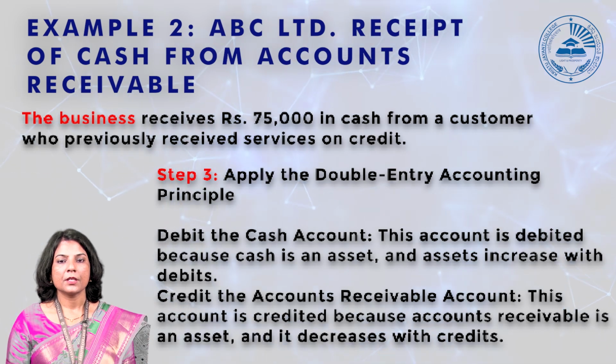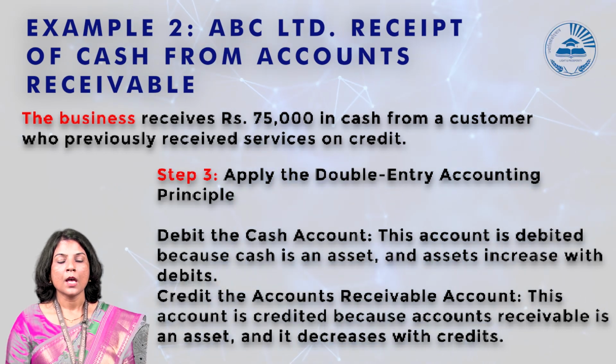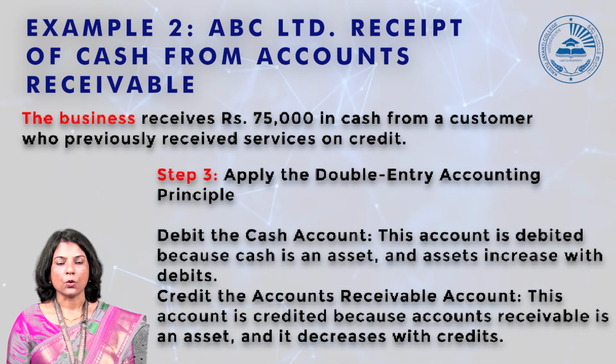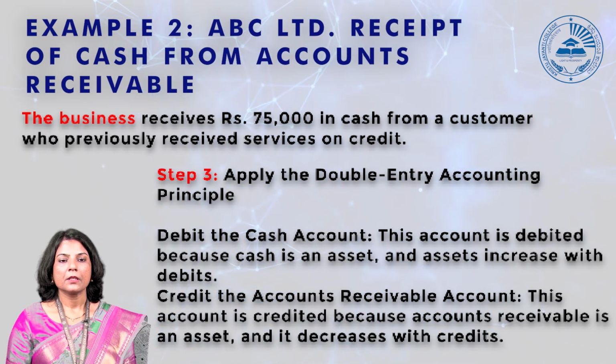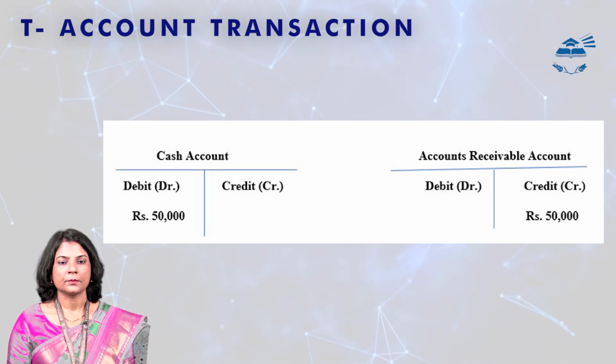So this is the entry passed, and this is the example. You look into the PPT, T account transactions. There are two at the top. I have written both the account names, cash account and accounts receivable account. Debit cash account of rupees 50,000 and credit accounts receivable account of rupees 50,000.